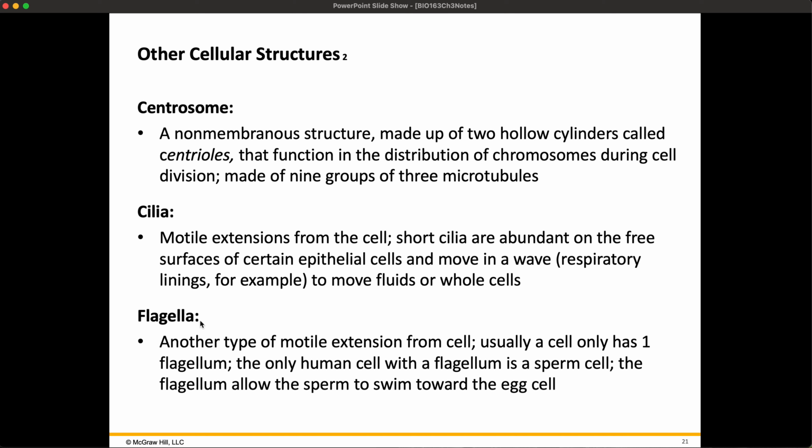Cilia and flagella are both external structures on the cell. The cilia are abundant on free surfaces. They move in a wave. They help to move stuff along the cell membrane, whereas the flagella is going to help to actually move the cell.